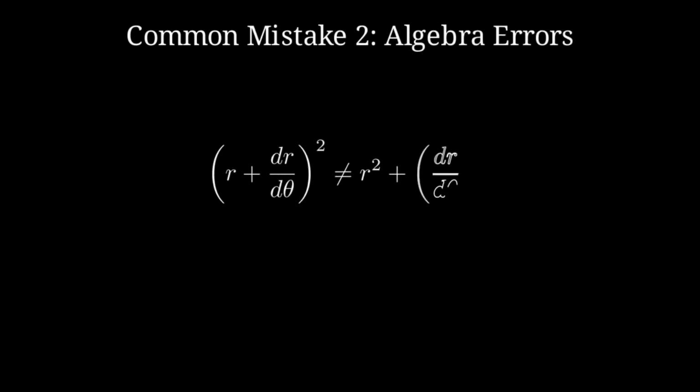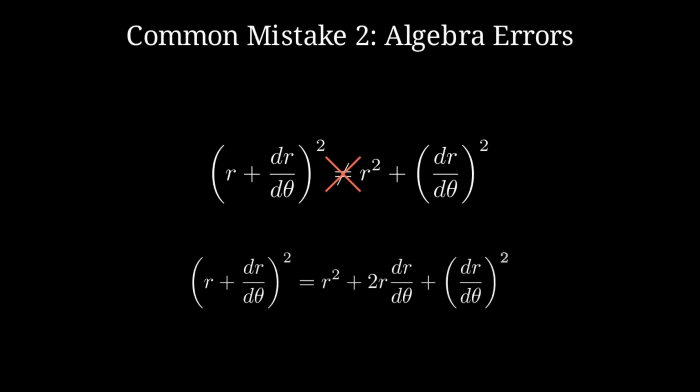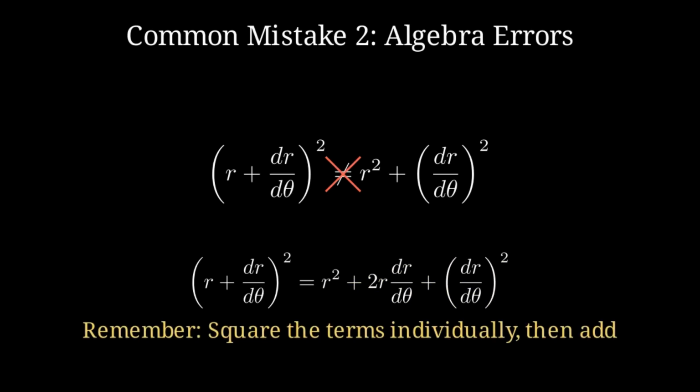Be careful with your algebra inside the square root. You are adding the squares of two separate quantities, not squaring their sum. Also, ensure you apply the product rule correctly when finding the derivatives of x and y during the derivation process.